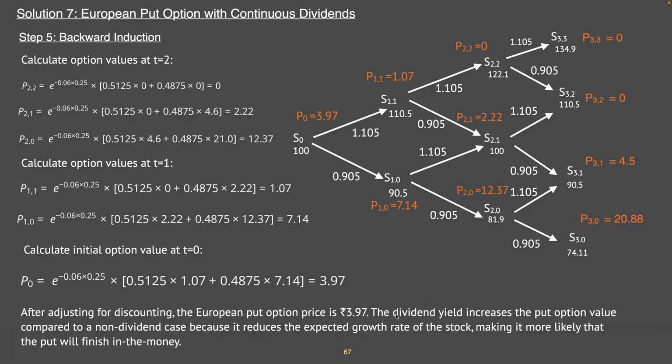So what is happening here? The dividend yield increases the put option value compared to a non-dividend case, because dividend yield reduces the growth rate of the stock. So once the growth rate of the stock is reduced, the put option is more likely to be in the money, as a result of which the price of the European put option here is 3.97.